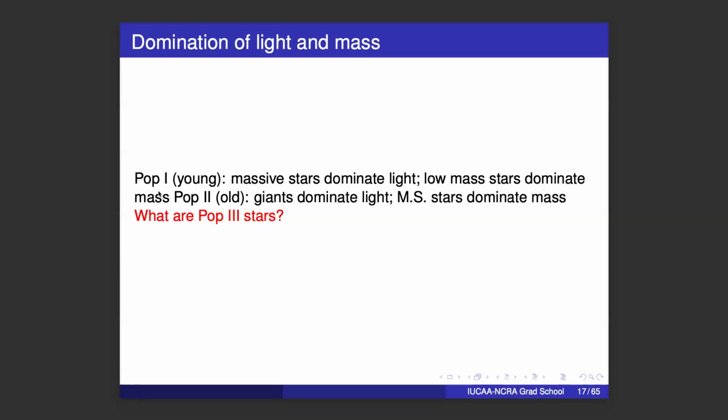What happens with population 2 stars? How can population 2 stars become bright?